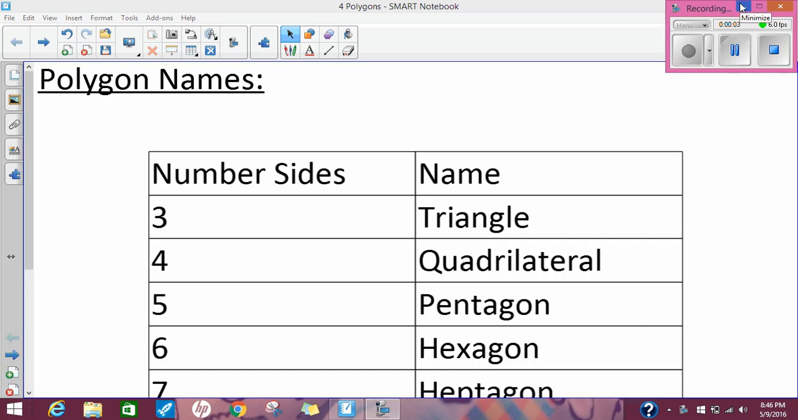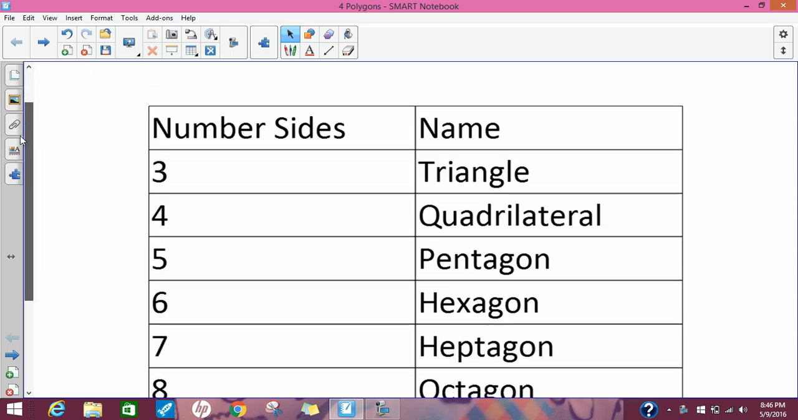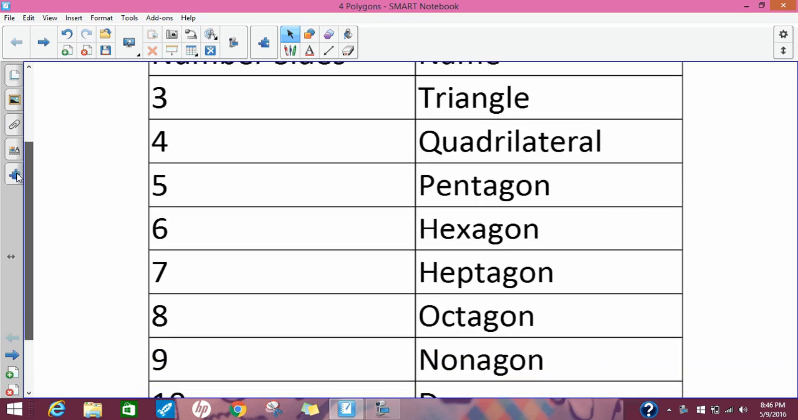Hey, this is our fourth review, and we're going to talk about polygons and also about special polygons, quadrilaterals. So the first thing to review is the names of the polygons. We name them based on their sides. So most of these you probably know by heart.